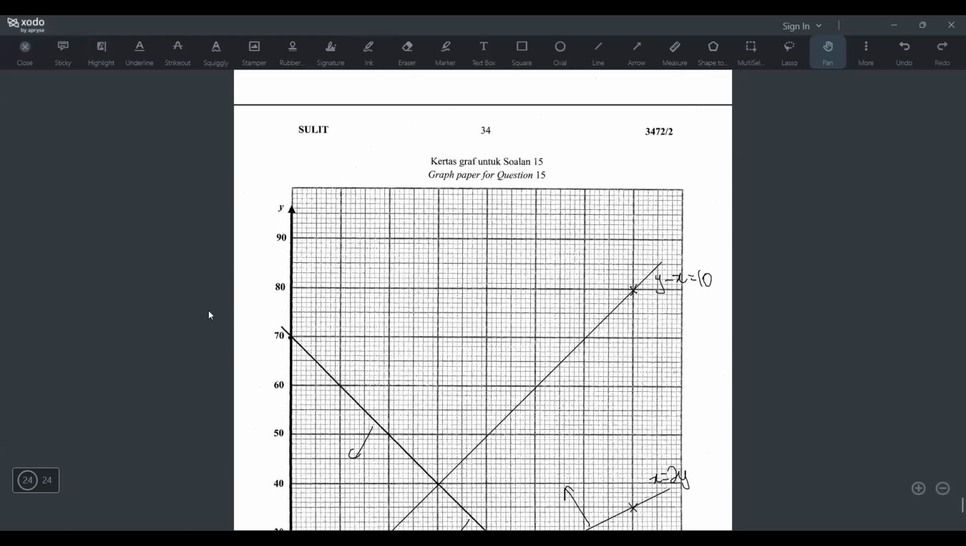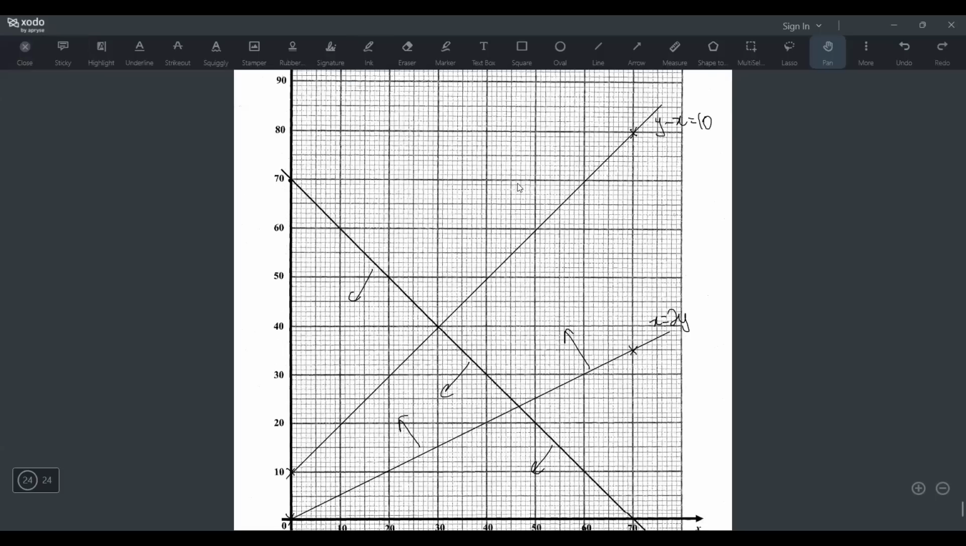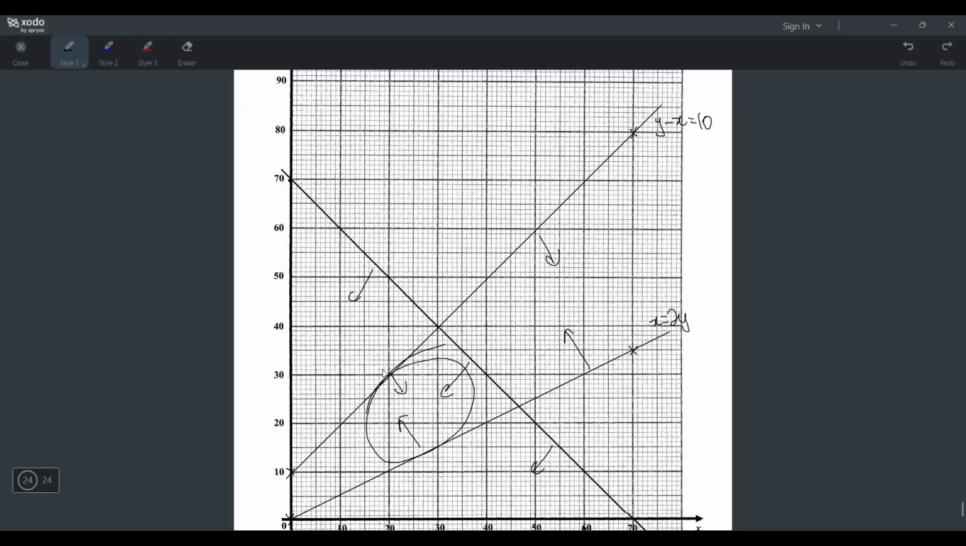So garisan Y minus X equals 10, ambil bawah dia. So ini ambil bawah dia. So this is the bawah dia. Okay, so which one is the region R? So which region here is the overlap region? This one, right? Because this region got all 3 arrows. Okay, got 3 arrows. So now I already know my answer.